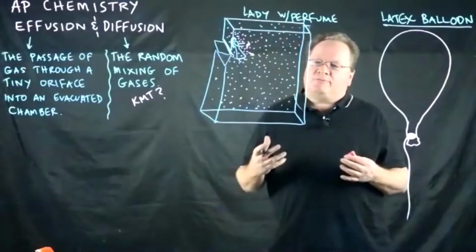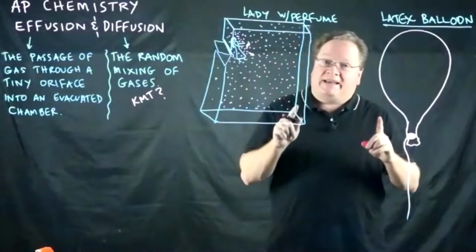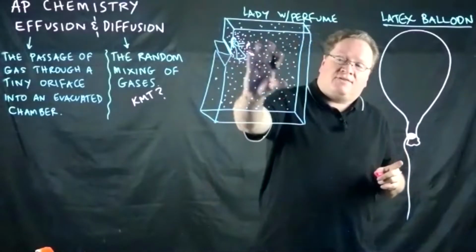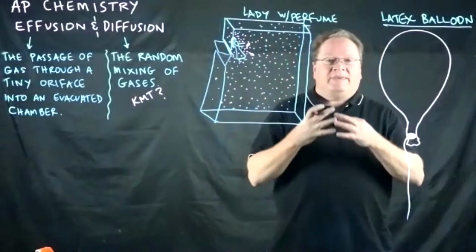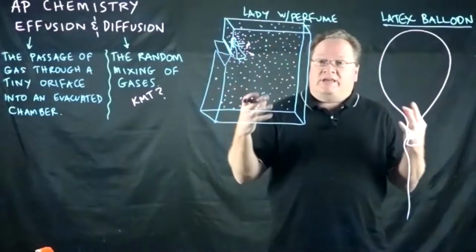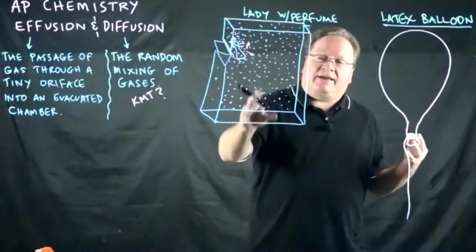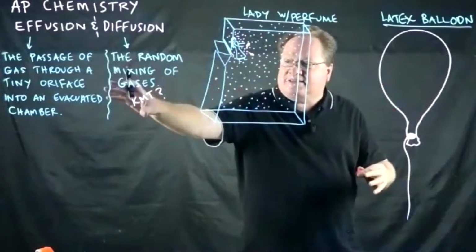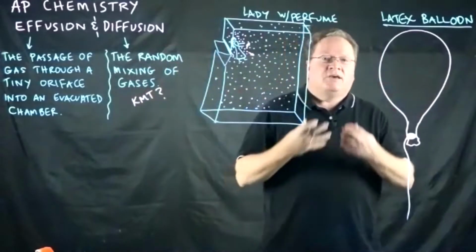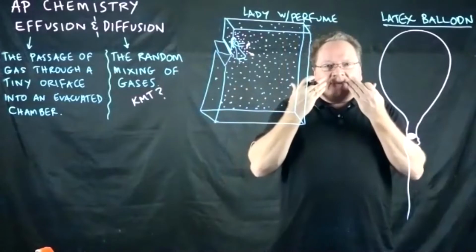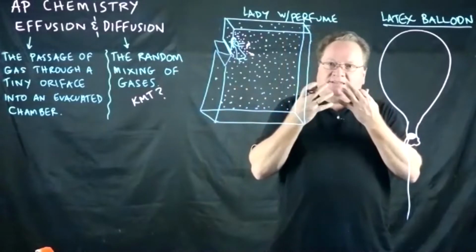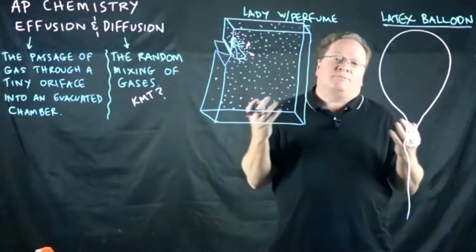Some of that perfume is going to be in that whole space, but it is important to note that the perfume will be diluted. You only have so many molecules out there, and as you get this random mixing, they're also going to spread out. And so they may be a little bit harder to detect if you're trying to smell the perfume.